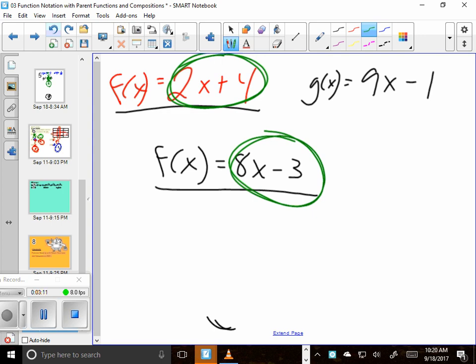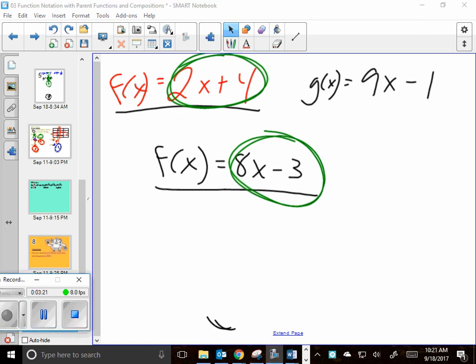I want you to turn your answer my way, and I'll tell you if it's right or not. I'll pause while we do this. All right, almost everybody got this one. It was 2x plus 4 equals 6x minus 3.